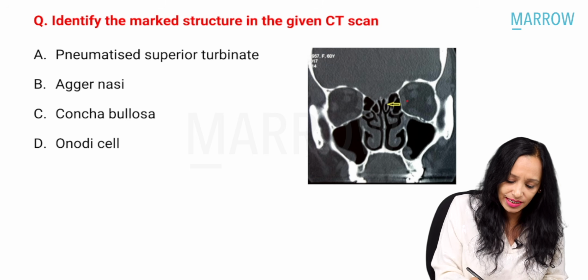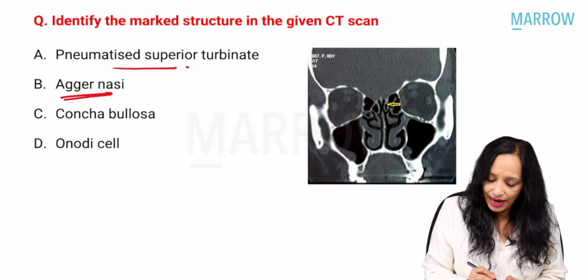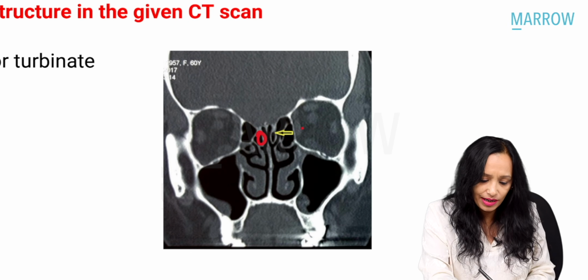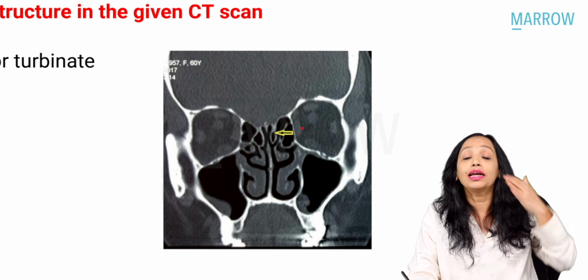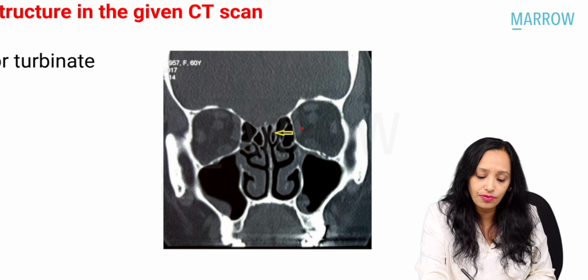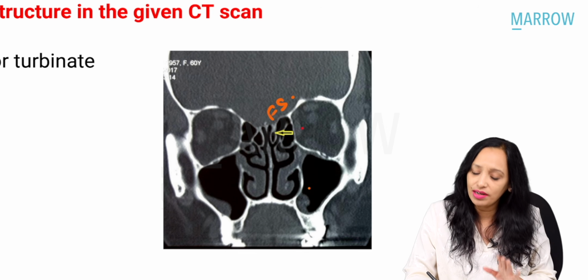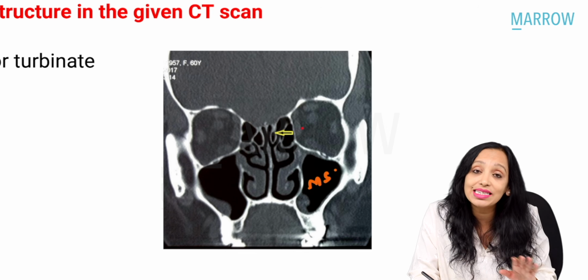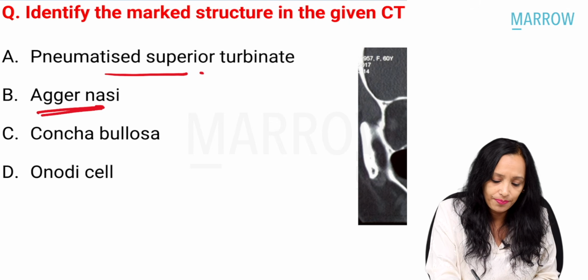The first choice is pneumatized superior turbinate. Agar nasi, can this be agar nasi? This air cell, can it be agar nasi? Yes, agar nasi is seen in the anteriormost cut where we will see the frontal sinuses here, and the maxillary sinus will be very small. Here the maxillary sinus is so big, and yes, we are not seeing the frontal sinus also, so this cannot be agar nasi. So no, this is not agar nasi.